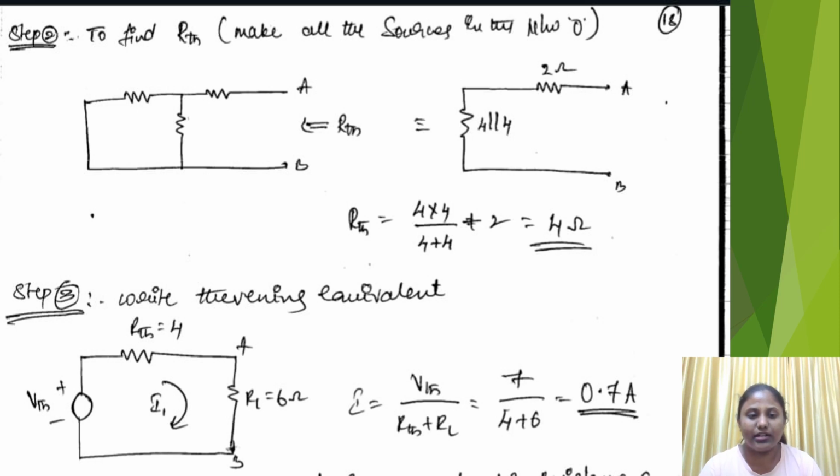Step 3 is to write Thevenin's equivalent. I equals VTH by RTH plus RL. I equals 7 by 4 plus 6, where I equals 0.7 ampere.